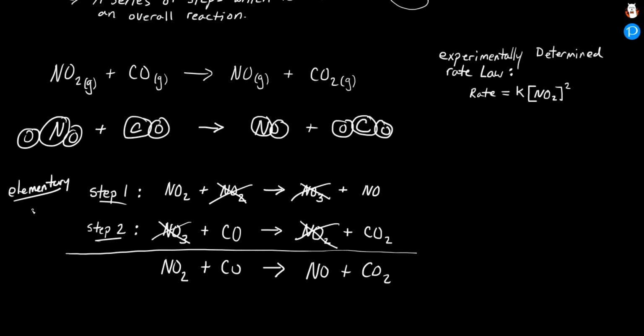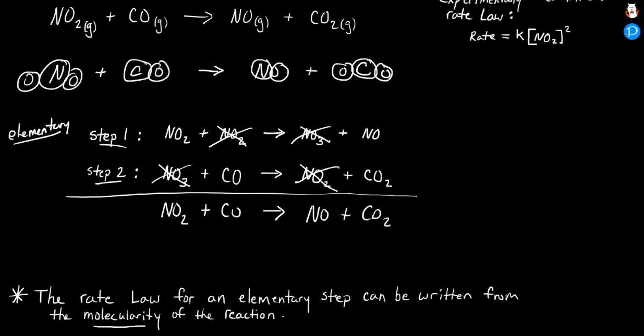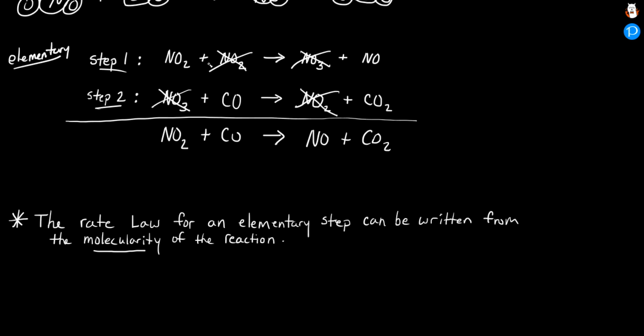So for this overall one, this is the experimentally determined rate law. But for a single elementary step, if you know that this reaction right here is an elementary step, you actually don't have to experimentally determine the rate law. You can just look at what is reacting and write the rate law for that. So for step 1, I've got 2 NO2 molecules combining, and that's it. And so I can write my rate law based on that.